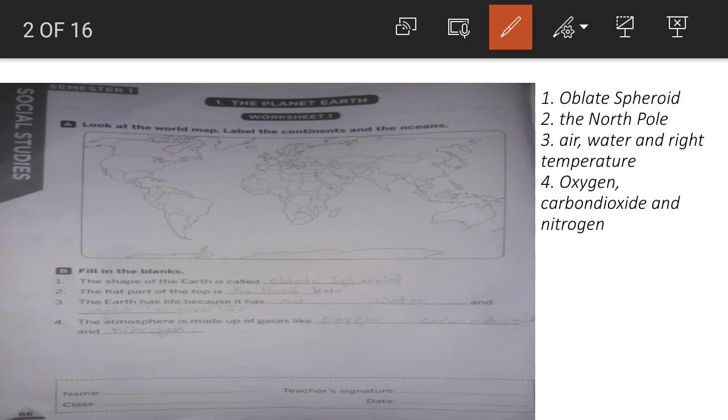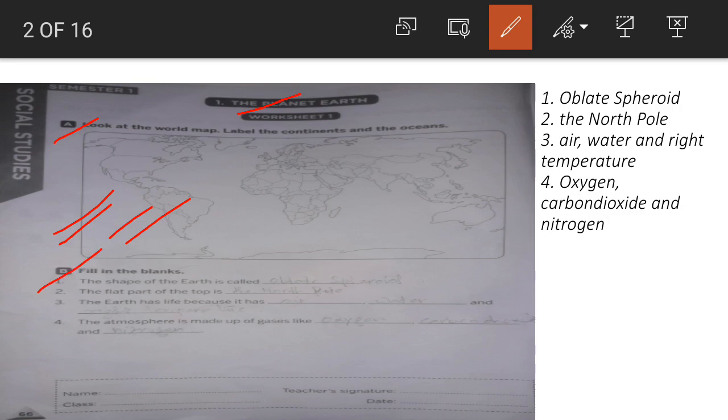Please take out page 66. Lesson 1, The Planet Earth. Worksheet 1. A. Look at the world map. Label the continents and the oceans. So this will be your homework. You have to label all the 7 continents and 5 oceans. So please do it by yourself.